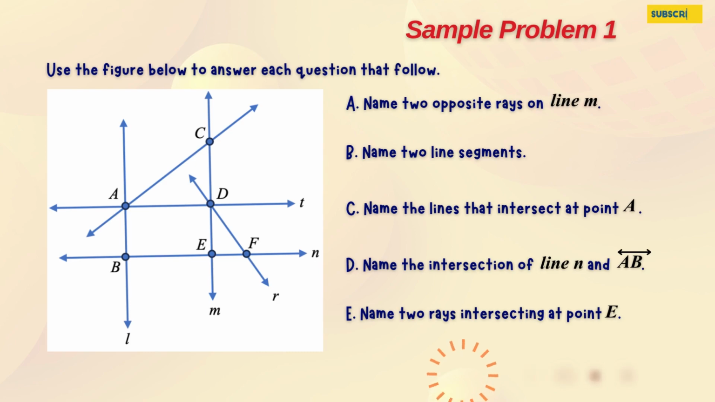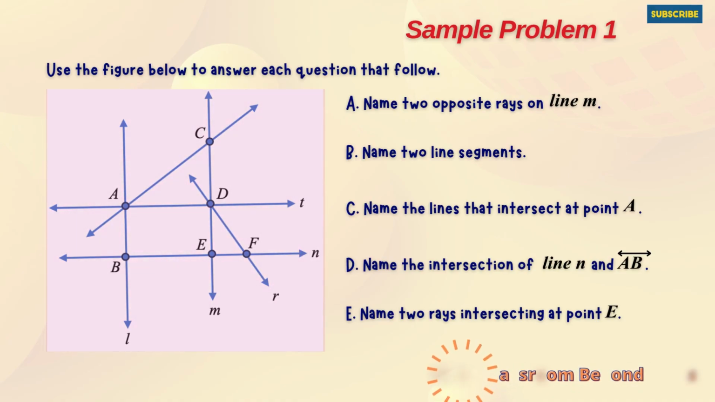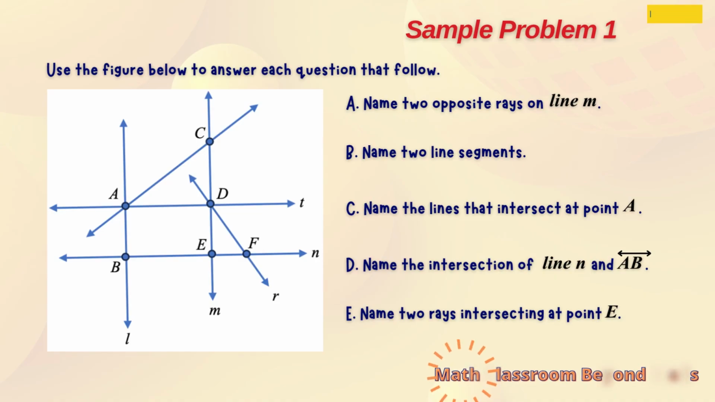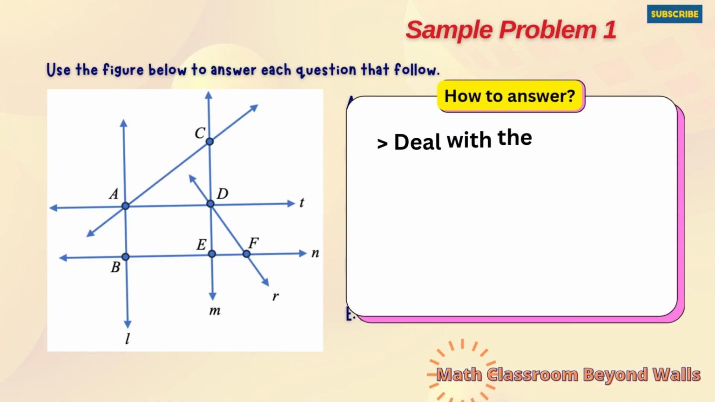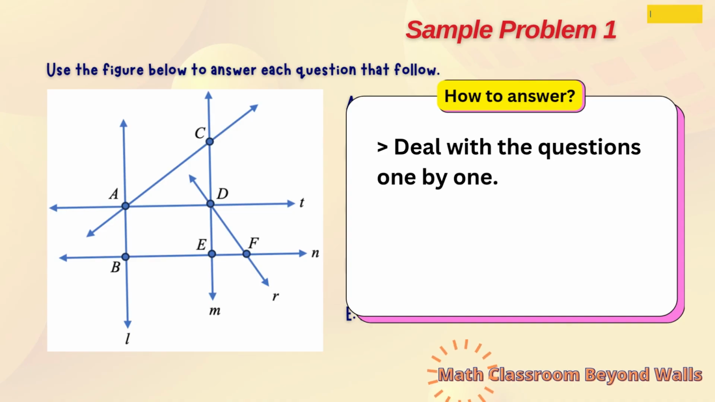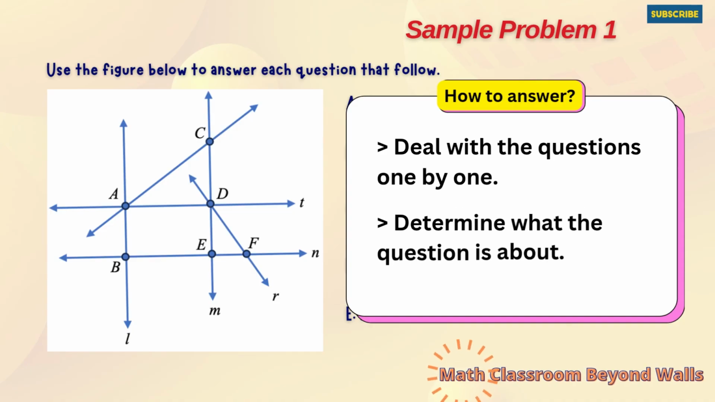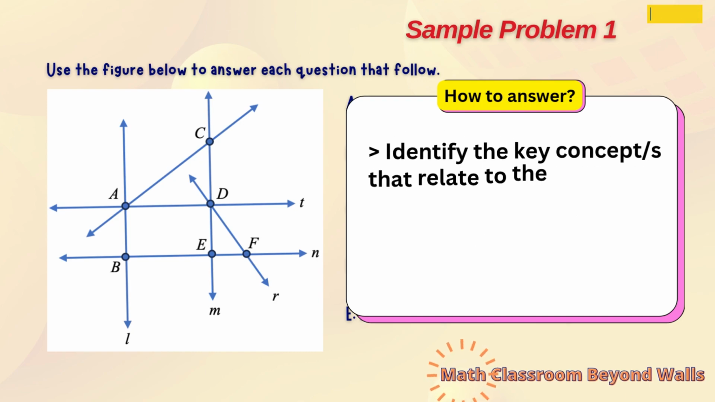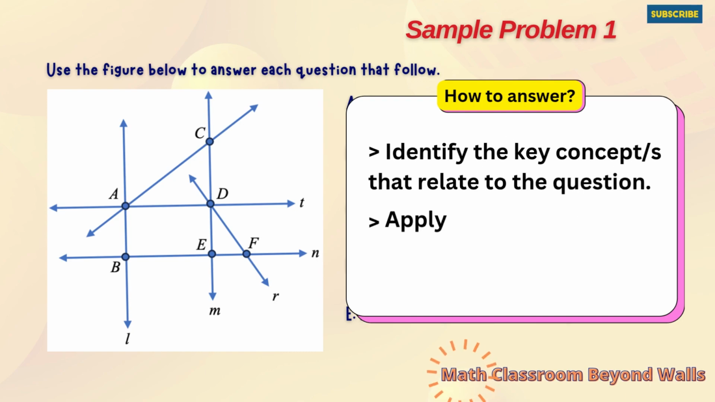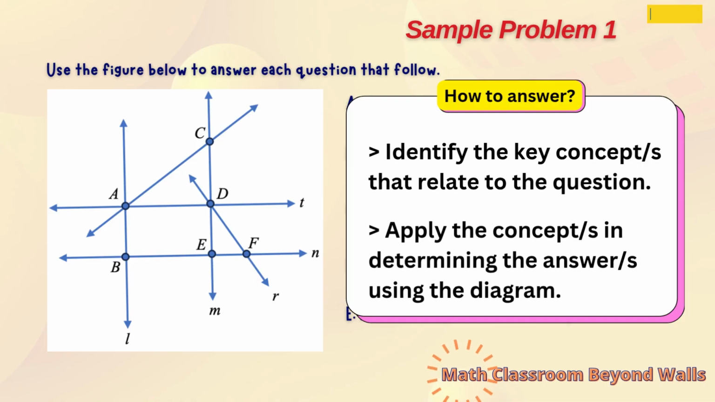As usual, we begin by reading the problem to know what we're looking for and examine what is given to figure out how the given information helps find what we're looking for. Here, we're asked to answer several questions and we're given a diagram. The diagram consists of intersecting lines. This is how we will answer the problem. We will deal with the questions one by one. Determine what the question is about. Identify the key concepts that relate to the question and apply the concept in determining the answer or answers with the use of the diagram.